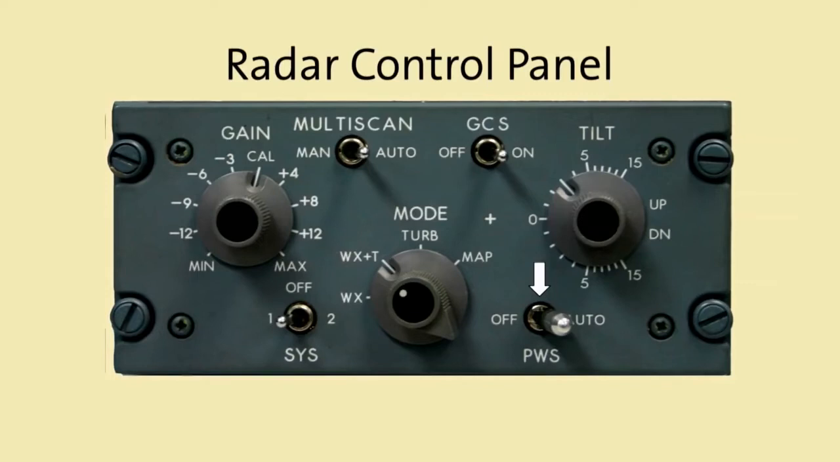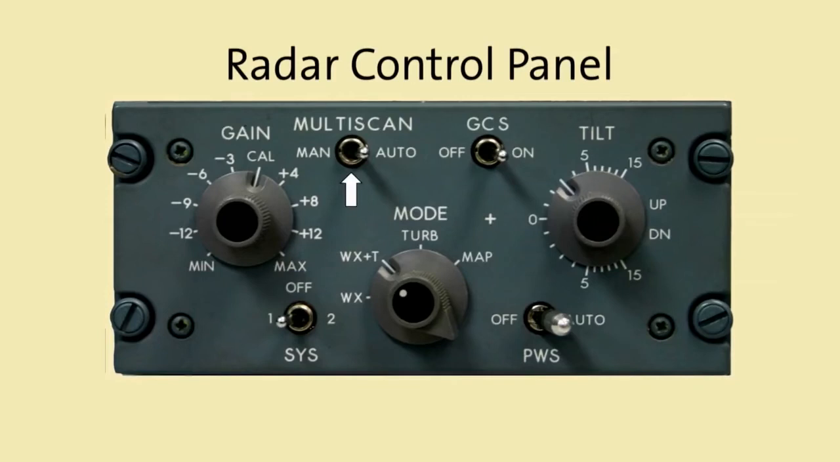However, since the radar weather scan is reduced to 120 degrees when wind shear is activated, pilots can temporarily select PWS off in order to get the full 180-degree weather scan. Once the weather is examined, the switch should be returned to the auto position.